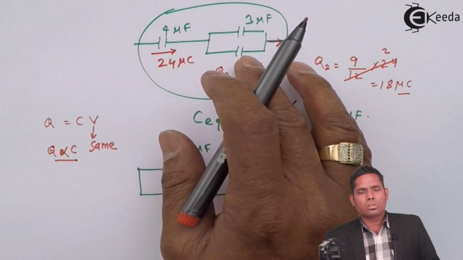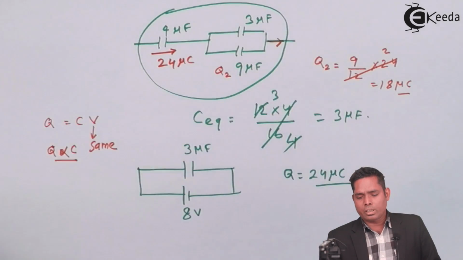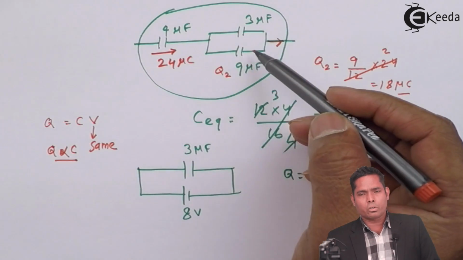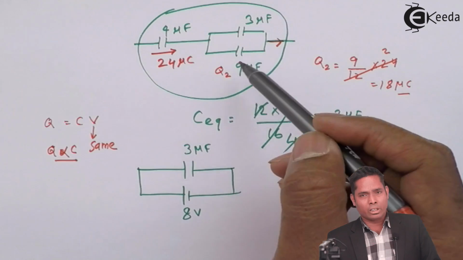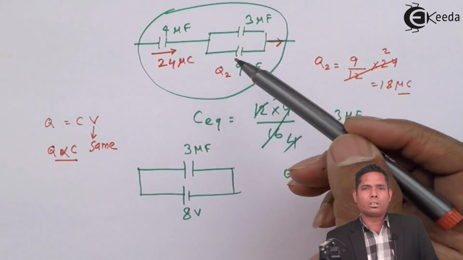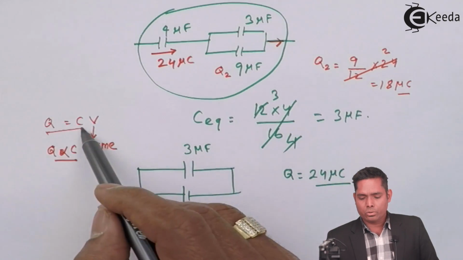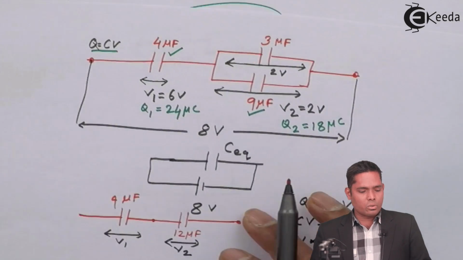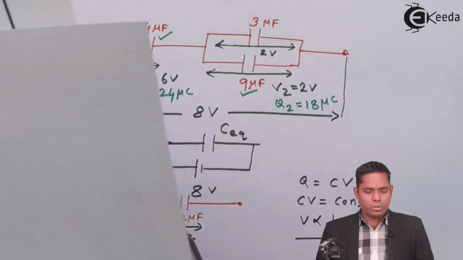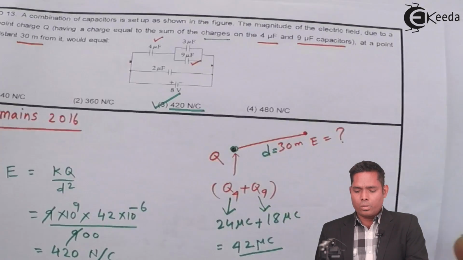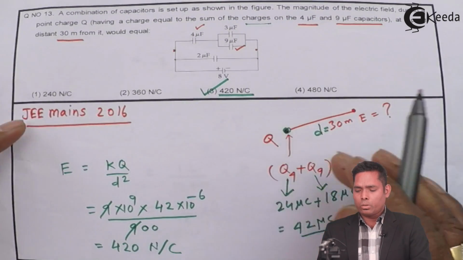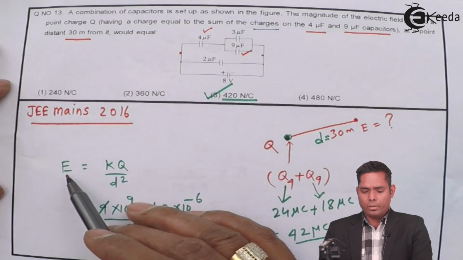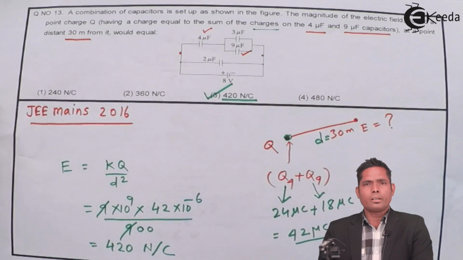So this way also you can find the charges on the capacitors. Either you can divide the charges, or you can get the potential drop across these two to get the charge, because the same formula you have to use. Okay, so that is how you can solve the question, and the answer to this question is 420 Newton per Coulomb, because that is the unit of electric field. Okay, thank you.